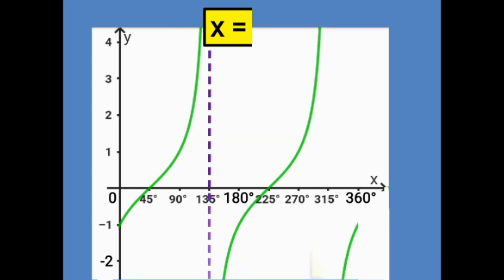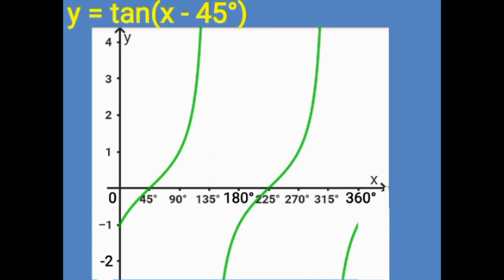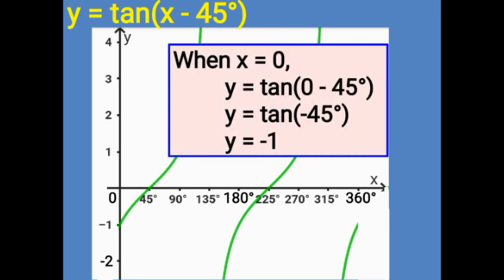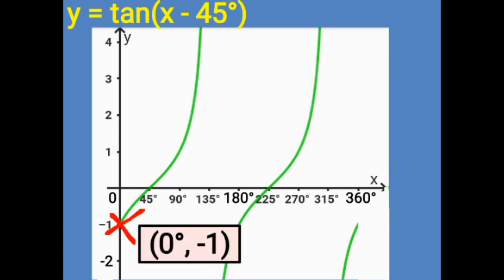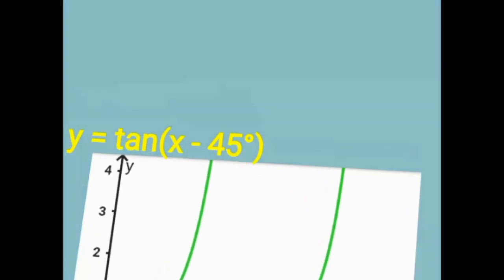The graph crosses the y-axis when x = 0, so when x = 0, y = tan(−45°), y = −1. And hence the graph y = tan(x − 45°) crosses the y-axis at (0°, −1). Now let's take a look at a few more examples.